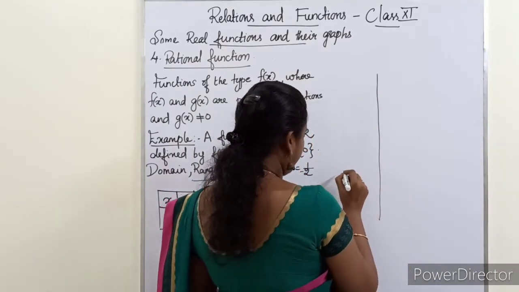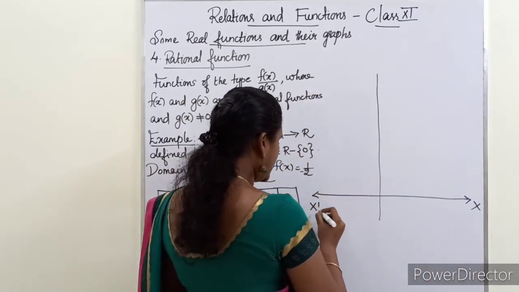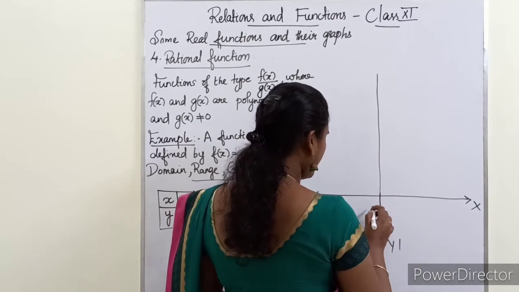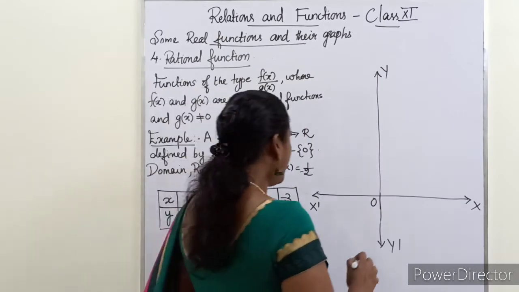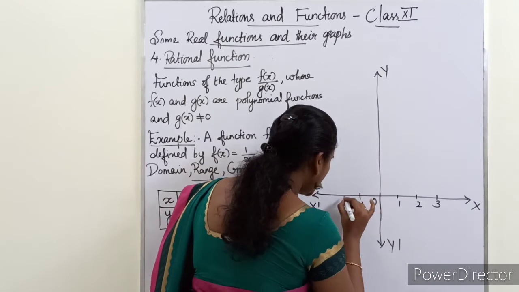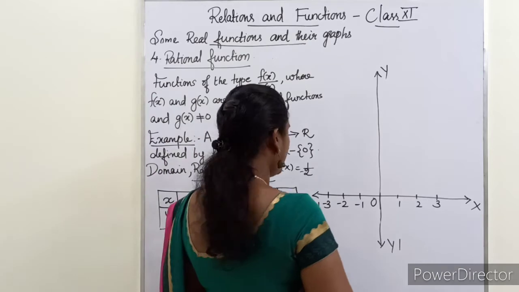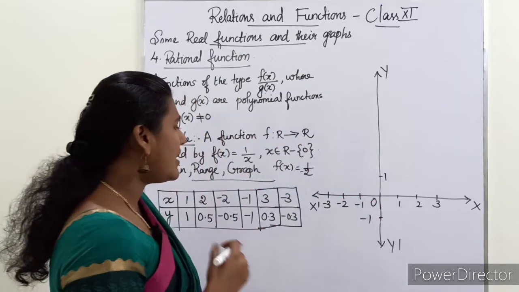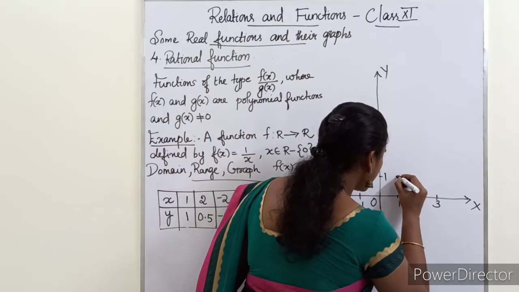So first, we will draw x-axis, x dash, y dash, origin, y. So here we are going to plot the points 1, 2, 3 and here minus 1, minus 2, minus 3 and here 1 and here it is minus 1. So here you listen, x is 1, y is 1. So the first point will be here.